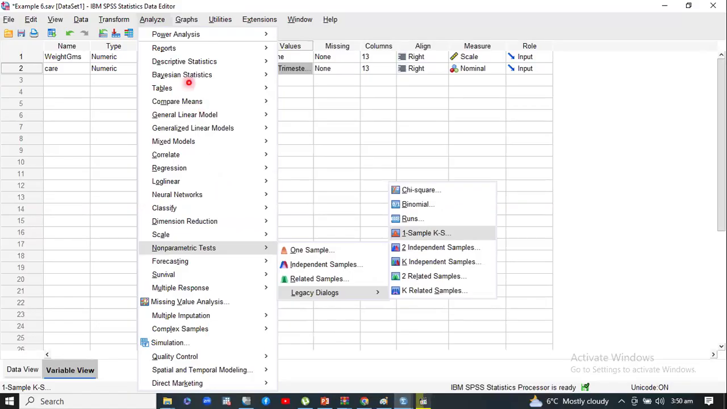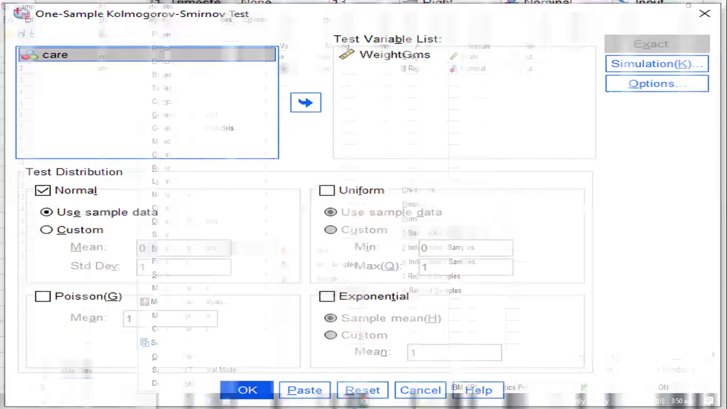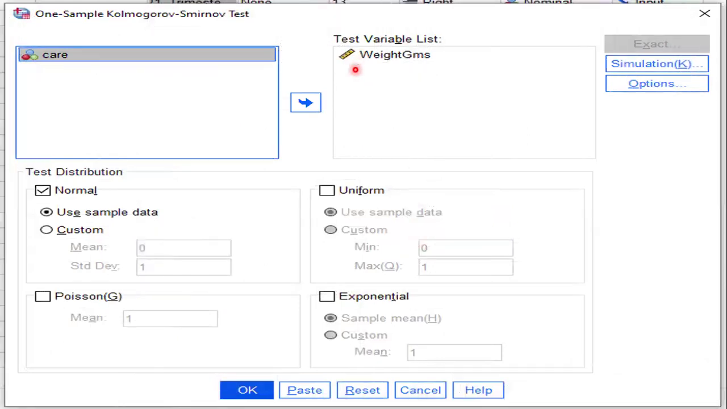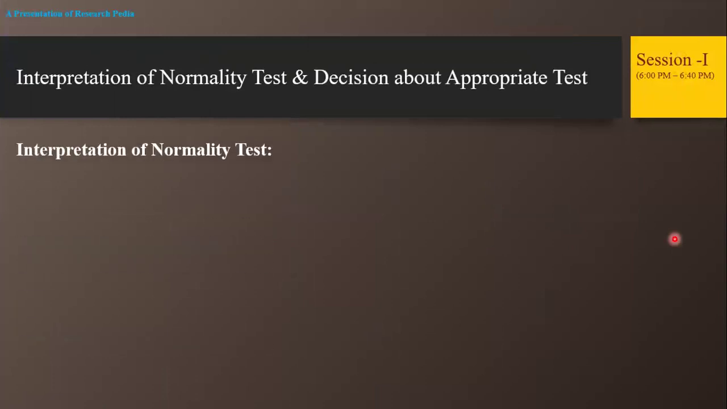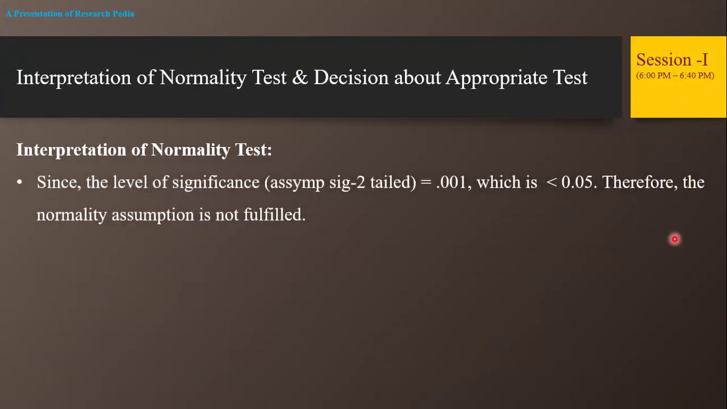You need to go to Analyze, Non-parametric Tests, Legacy Dialogs, One Sample KS, and then you put your continuous variable or your scale variable in your test variable box and click OK. And if you find the asymptotic sig value which is less than 0.05, it means your data is not normal. So if your asymptotic sig value of one sample KS test is less than 0.05, it means your data is not normal.